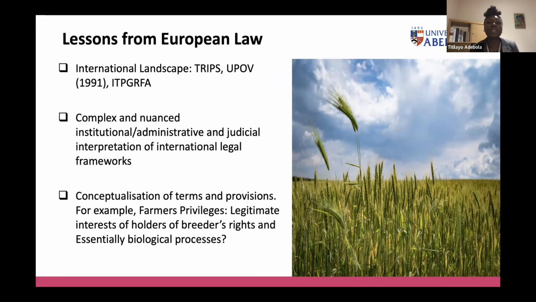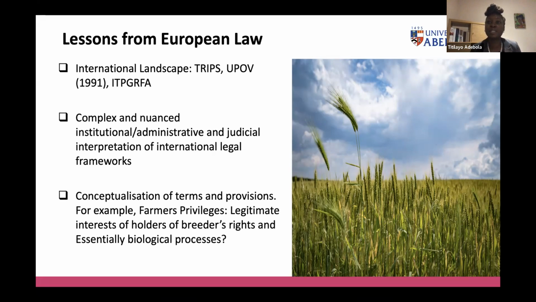And so we see here that even though the subject is complex, lawmakers and policymakers in Europe have designed nuanced institutional, administrative, and judicial frameworks to expand the boundaries and contours of the laws that had been introduced to suit their domestic realities. And Professor Correa has given us brilliant examples from Germany, Netherlands, Austria, France, Switzerland.